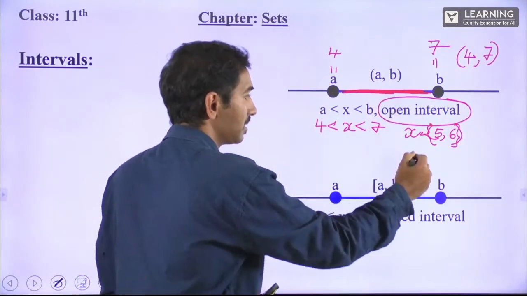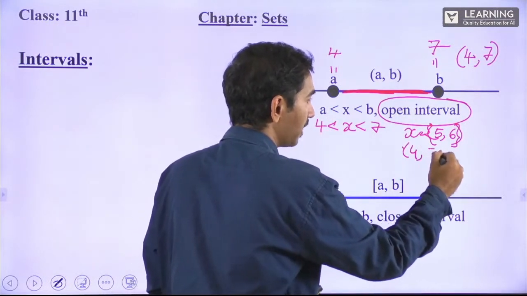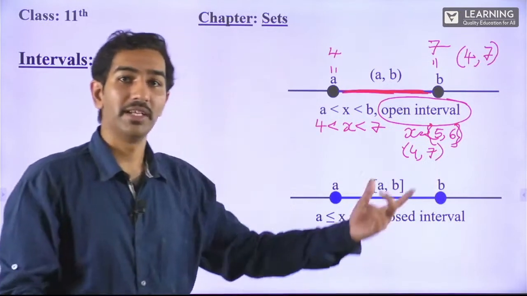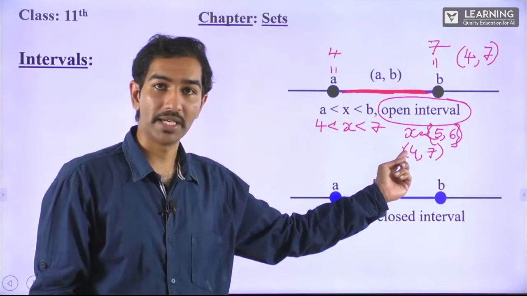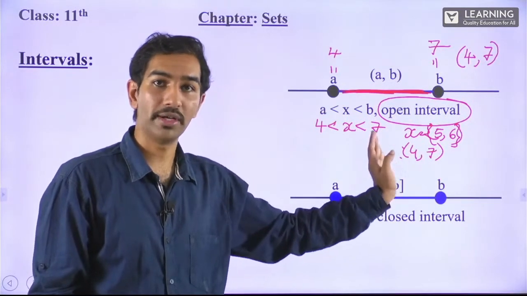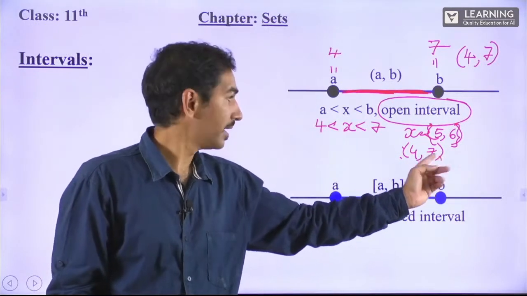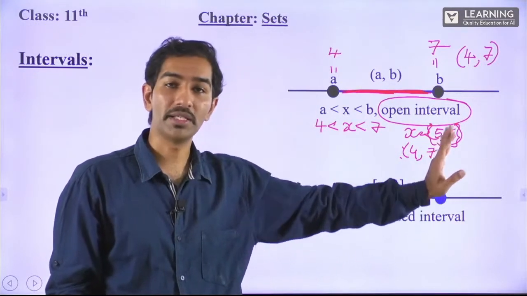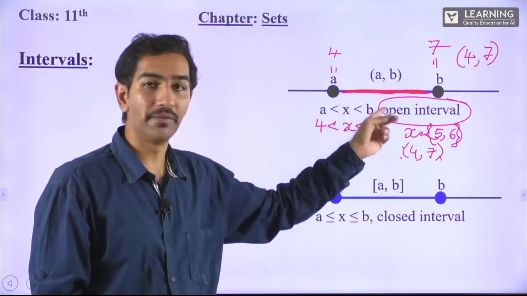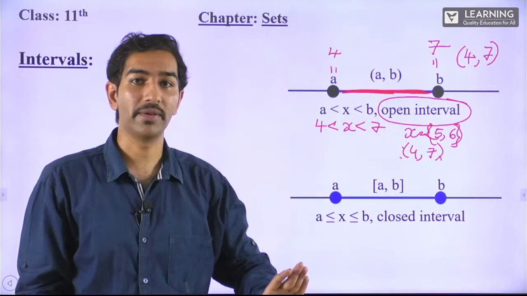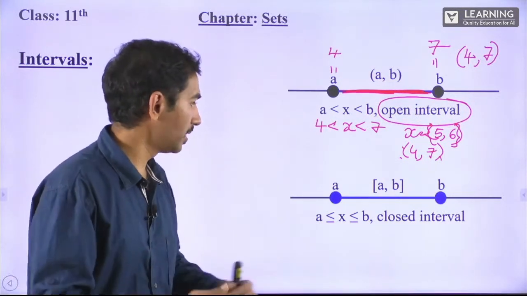But how to represent this interval? Open interval, curved bracket 4 comma 7. Whenever you see curved brackets on both sides, the curved bracket on the left side means eliminate 4, do not include 4. On the right side also you have the curved bracket, so eliminate 7, do not take 7. What is in between 4 and 7? 5 and 6. Means x can take the values of 5 and 6 only. It will not take the values of 4 and 7. Understood? We'll go to the next one.